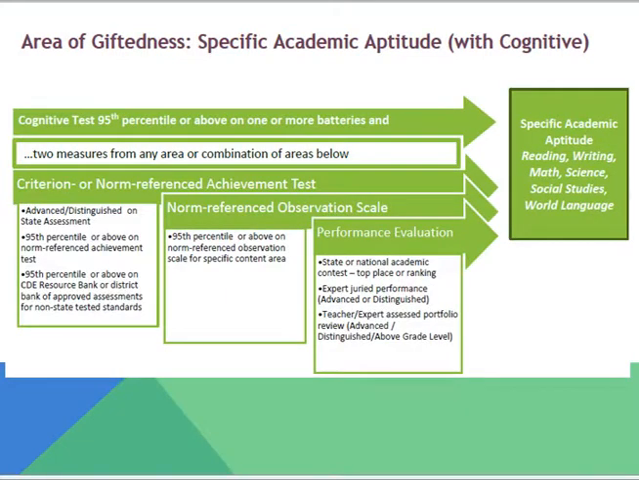Another area is specific academic aptitude with cognitive, and so I'm going to go over that one first. Content areas for specific academic aptitude include reading, writing, math, science, social studies, and/or world language. There are 2 pathways that lead to identification in this area specifically. First, a student may score at the 95th percentile on or above on more than one of the batteries, and then they must have a combination of 2 specific areas below, whether that be a criterion and norm reference achievement test, a norm reference observation scale, which is the GES3, and I'll talk about that in just a moment. There's an extra video about that. Or a performance evaluation.